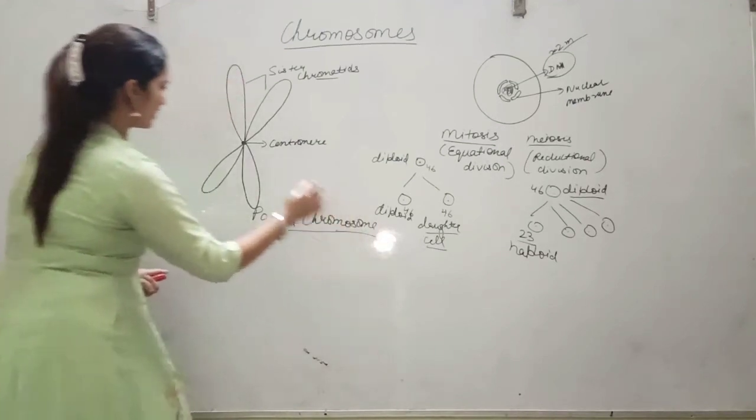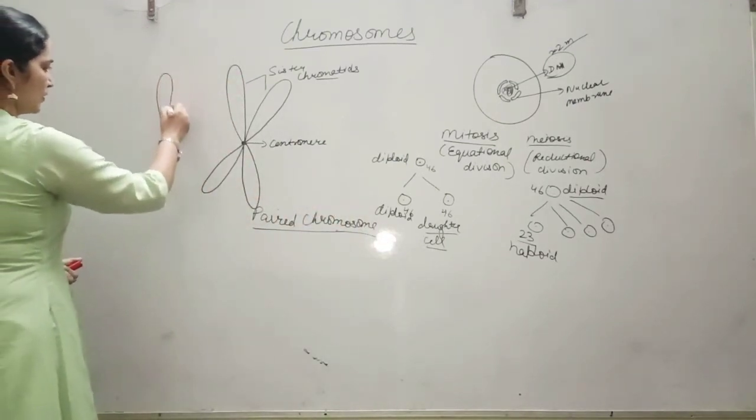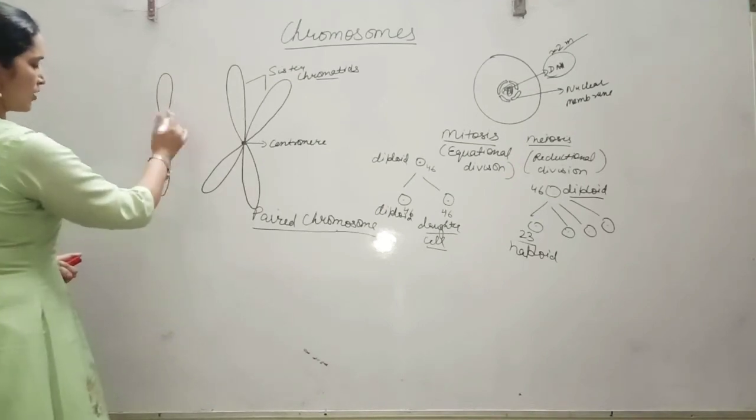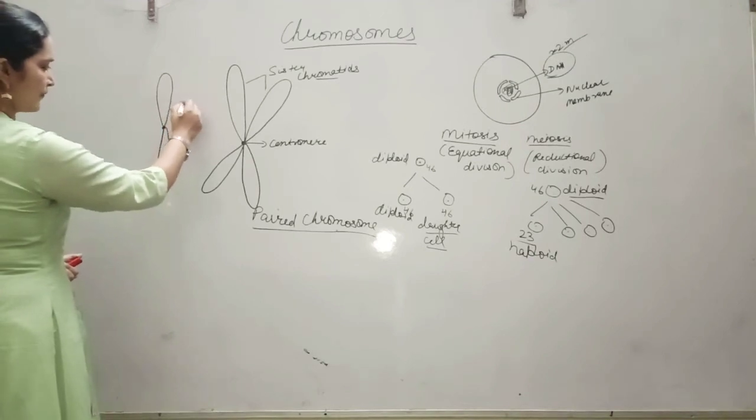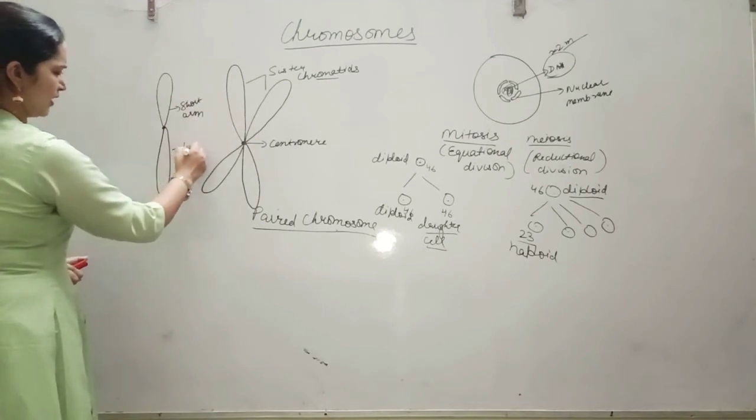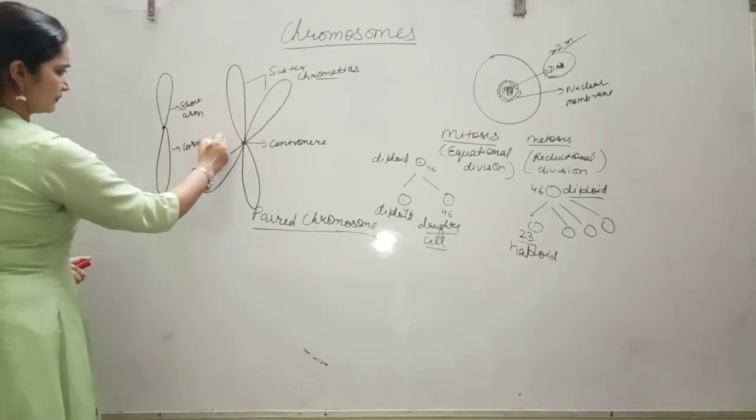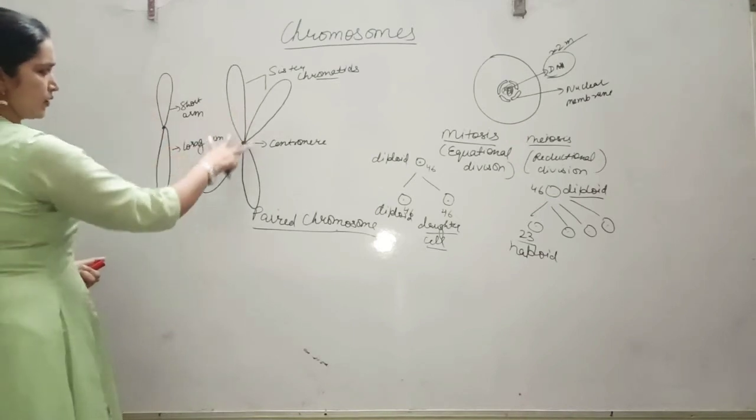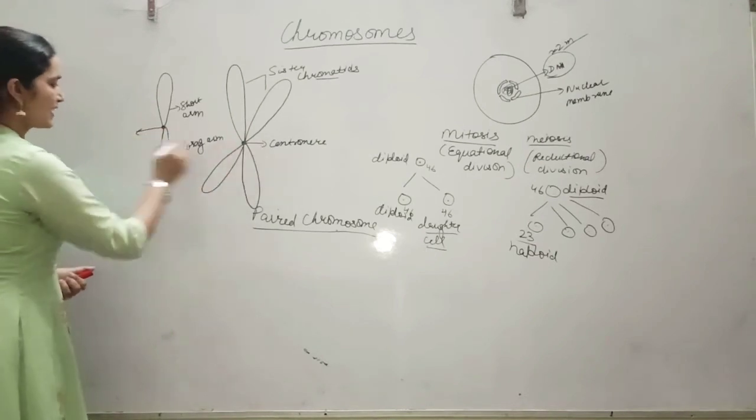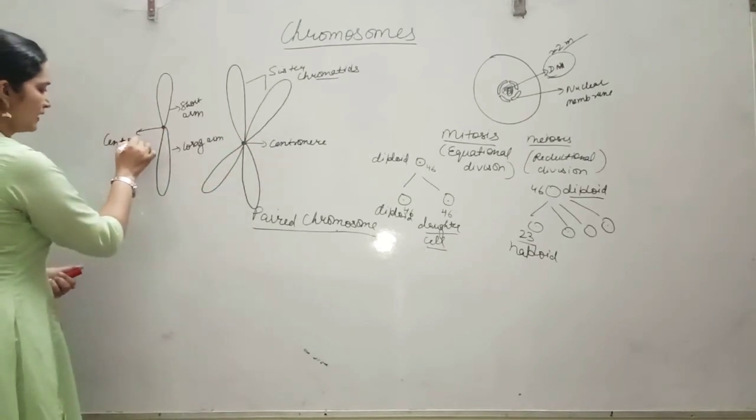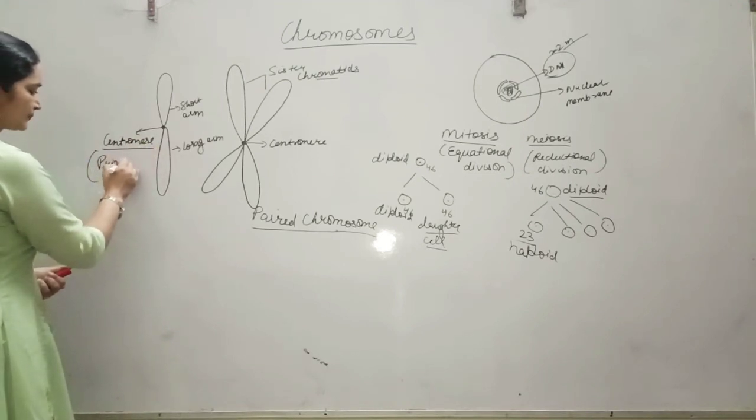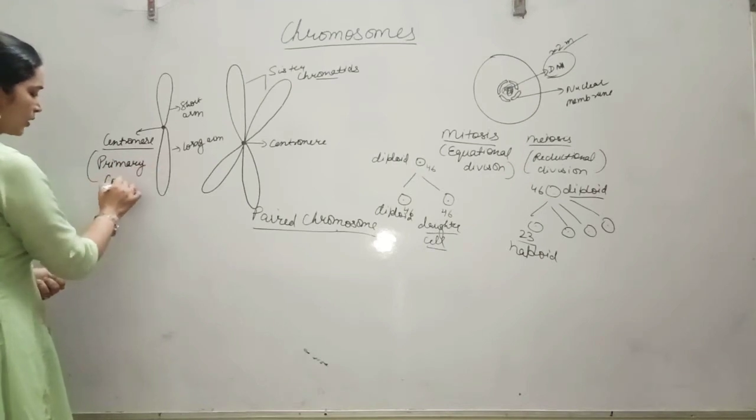If we talk about a single chromosome, we will see it like this. These are called arms. Suppose this is the short arm and this is the comparatively long arm. These are called sister chromatids. This is the centromere, as we have done. This centromere is also called the primary constriction.